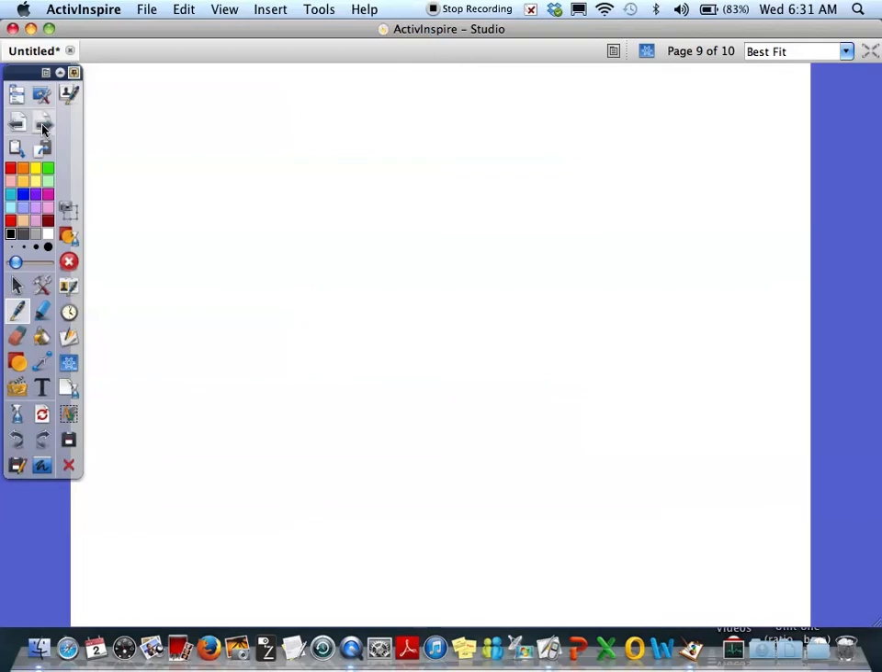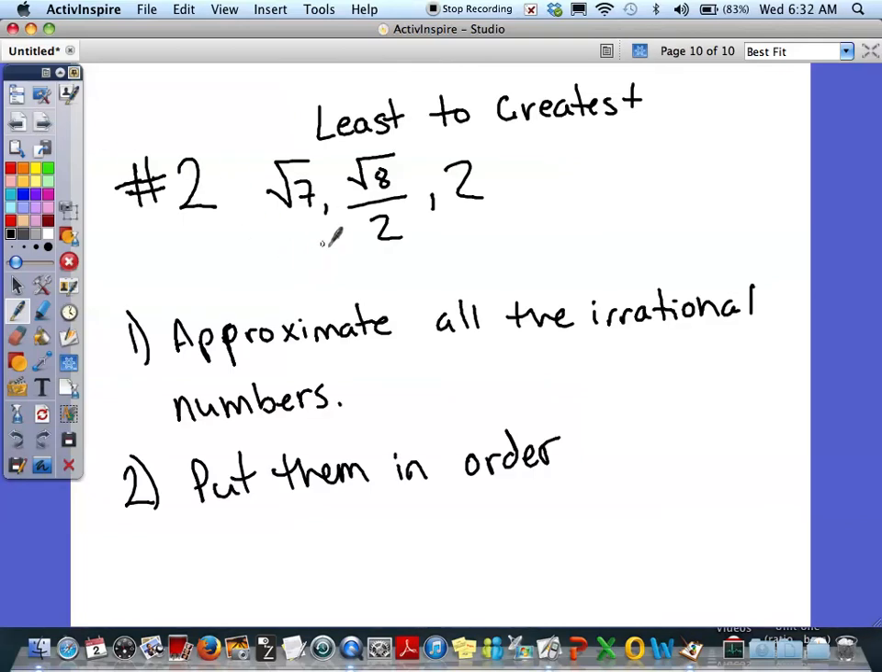I will say one thing though. In your final answer, use the numbers that they gave to you originally. Don't use your approximations. So for example, I don't want you to say, 2 point whatever you end up getting for this. I want you to use the square root of 8 divided by 2 when you order these.